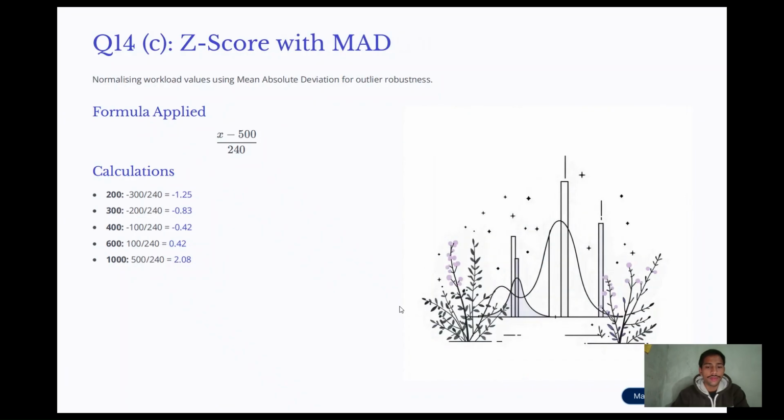Now the next one, z-scores with mean absolute deviation. The third method is z-score normalization using mean absolute deviation. This is a robust variation designed to handle outliers better than the standard deviation method. The formula: we subtract the mean 500 but divide by the mean absolute deviation, which is 240. The result: 200 becomes minus 1.25. 1000 becomes 2.08, because the mean absolute deviation 240 is smaller than the standard deviation. The resulting scores are slightly more spread out.